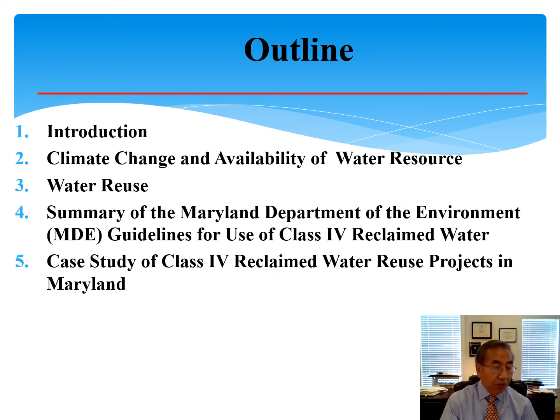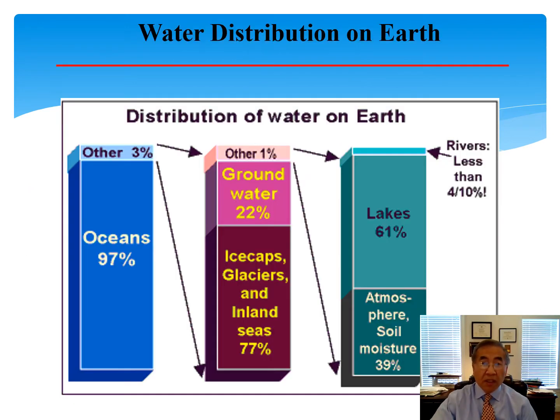Today my presentation is divided into 5 sections. Introduction, to introduce to you the status of the global water resource, and the second section talking about climate change and water resource availability. Section 3, water reuse, and 4 and 5 have to do with the Maryland Department of the Environment. Section 4 introduces the guideline. Section 5 gives you 2 case studies.